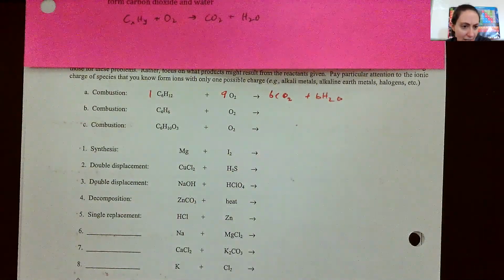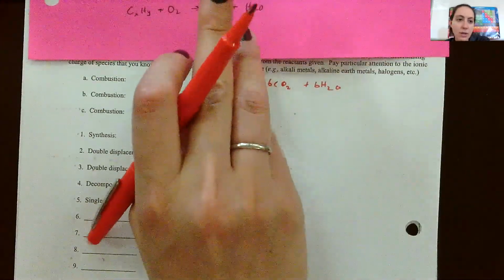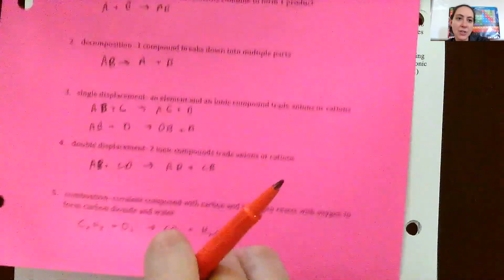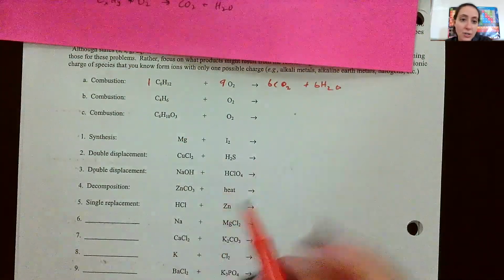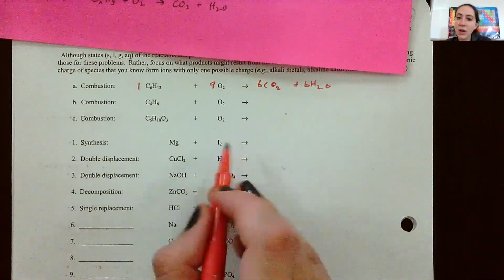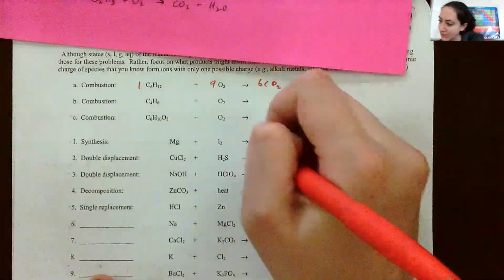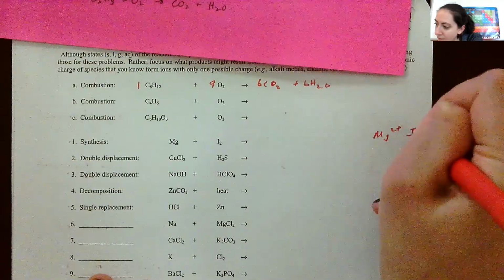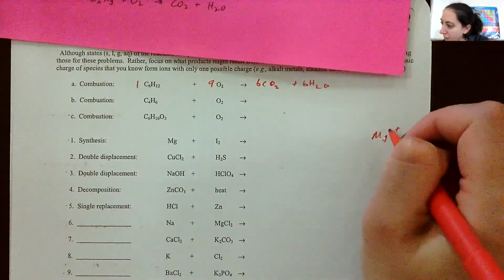Let's try number 1 and number 5 together over here. The first one is a synthesis reaction. What we know about synthesis reactions is that 2 different elements come together to form one compound. So we've got magnesium and we have iodine. We know that whatever compound we form, it's going to be magnesium and iodine. So maybe right off to the side here, we're going to need to see, if magnesium and iodine become an ionic compound, what ions they'll form.